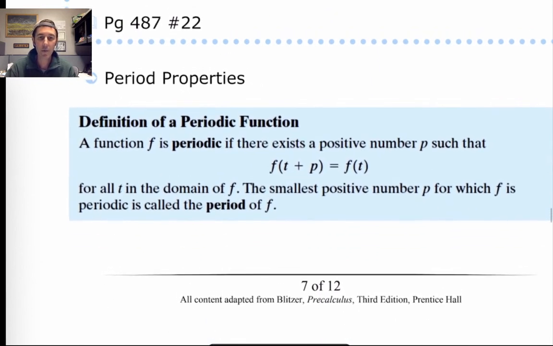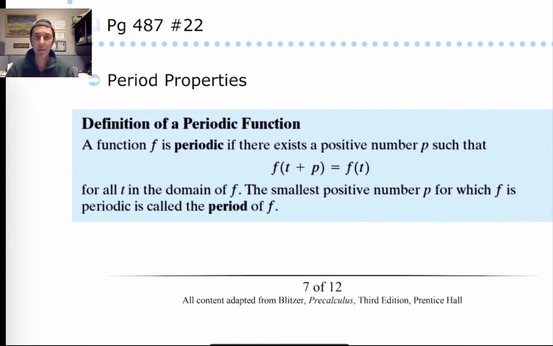Period properties. I can't believe we're only on page 7. There's a lot of information. This stuff's dense. And I know that my explanations can be maybe overly thorough sometimes, so I apologize. Hopefully you're watching this at like 1.5 speed, so that you can move through it a little more quickly.